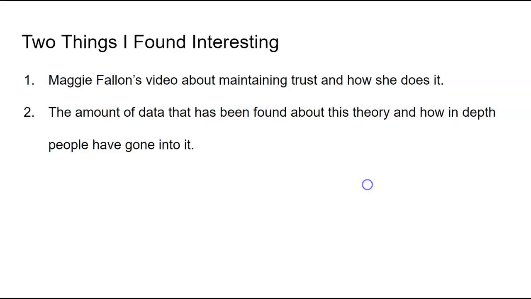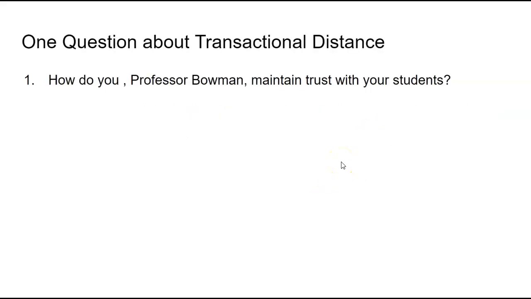And finally, one question about the transactional distance is, well, I guess this would be more towards maintaining trust, but since this is an online class, I was wondering, Professor Froman, what are some ways that you maintain trust with your students, and some of your favorite ways of doing it?